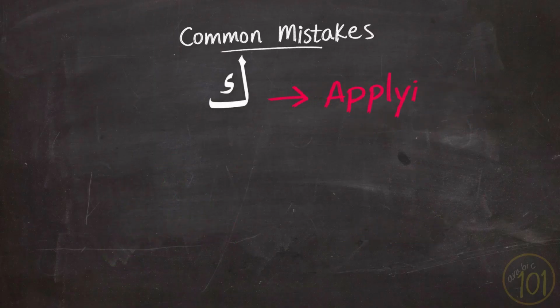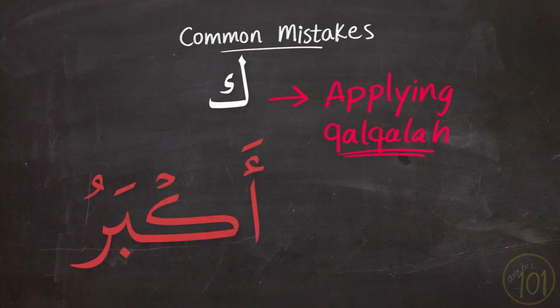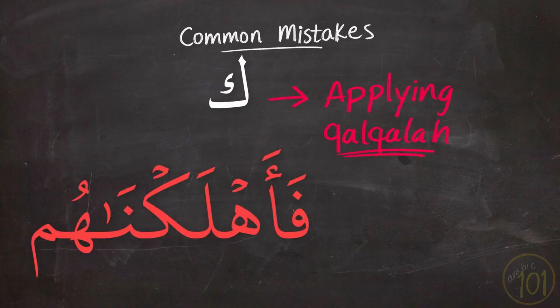The most common mistake for kaf is applying qalqala on it, especially when it has sukun. Like so. أكبر, فأهلكناهم. So this is not the way to pronounce kaf.